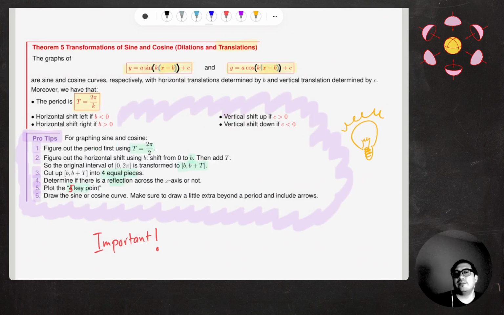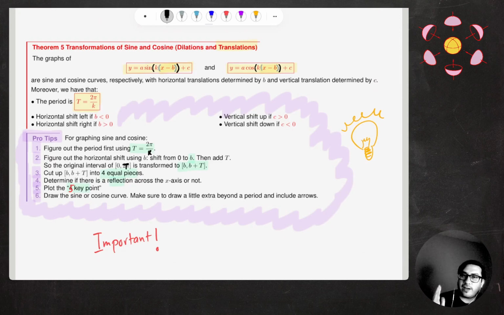Okay, so what does it actually say? It says, figure out the period first. Okay, and we have the formula, and I don't know what happened to my formula. This should be a K. All right. Once we have the period, then we need to figure out how we are shifting it. The B tells us how we're shifting it. So we're actually shifting 0 to 2 pi to B, and then plus whatever the period is. So actually I should call this 0 to T.